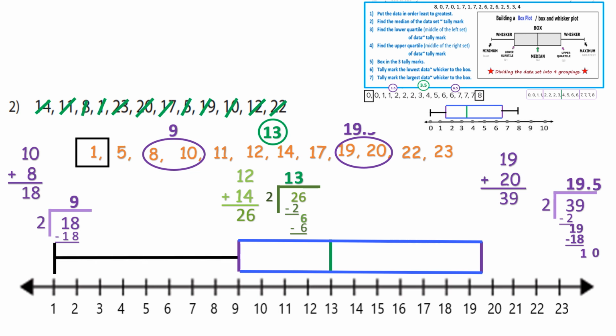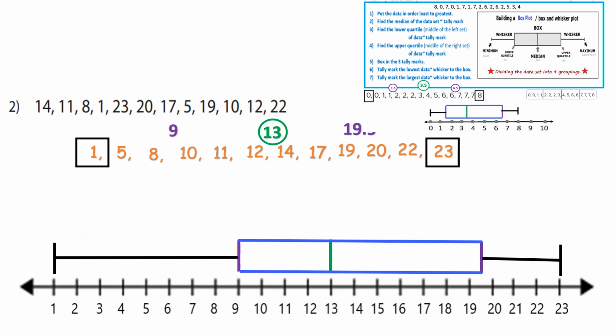So I have to make a tally mark where the 1 is, and then connect it all the way over to the box. And then my highest number is 23, so I have to make a tally and then connect it all the way back to the box. So I've created my box plot that shows me all of my data in 4 equal groupings for that particular set of data. We got this?